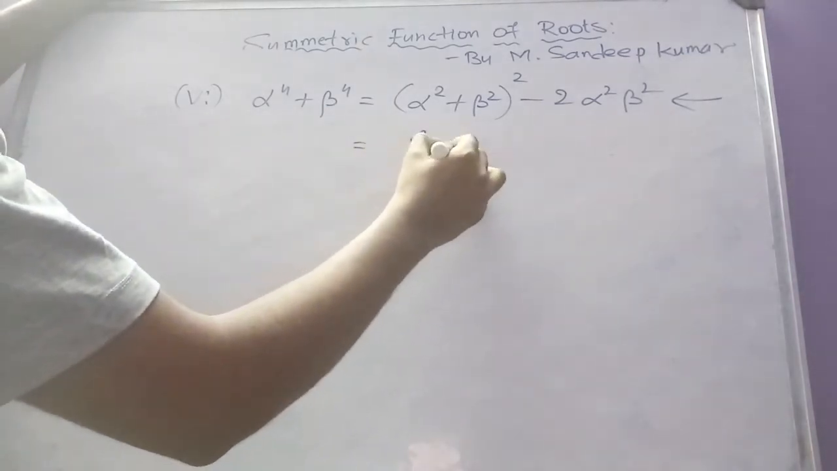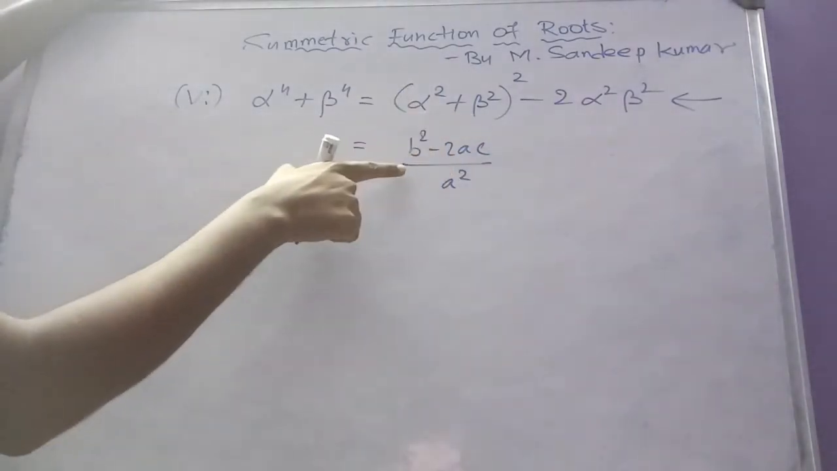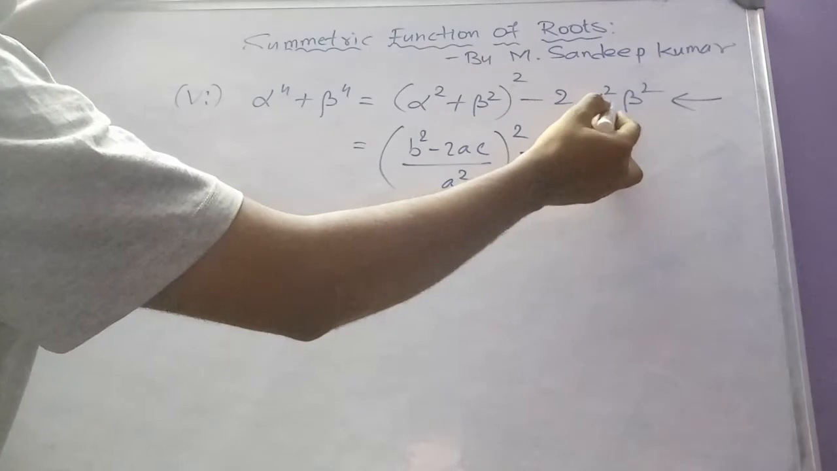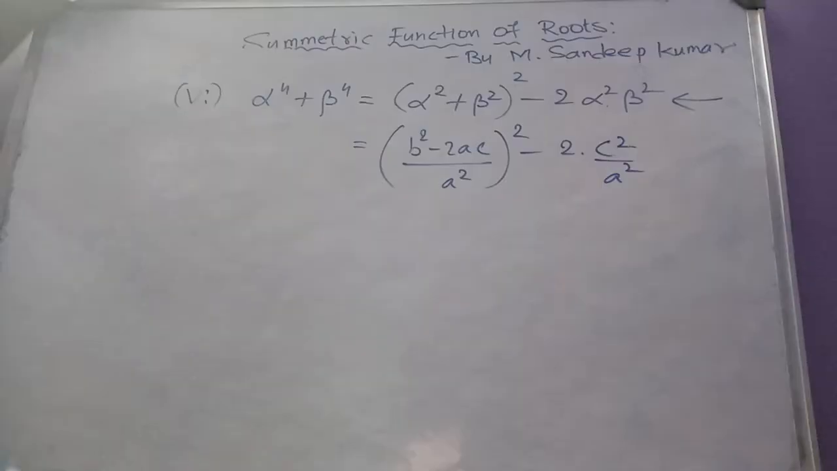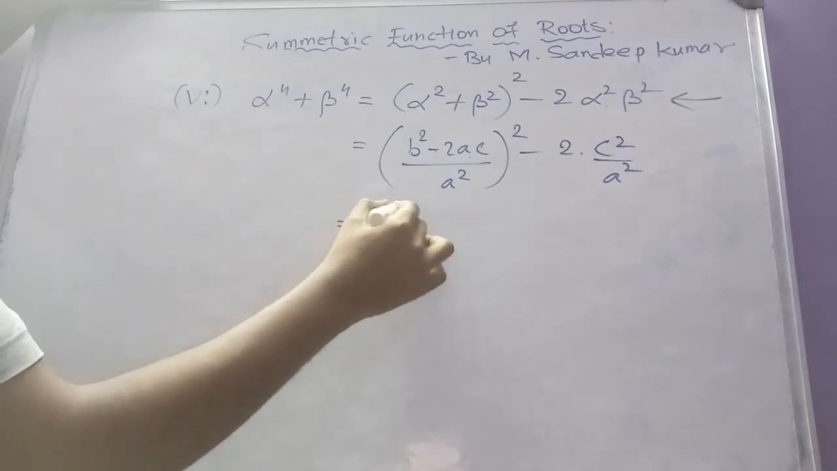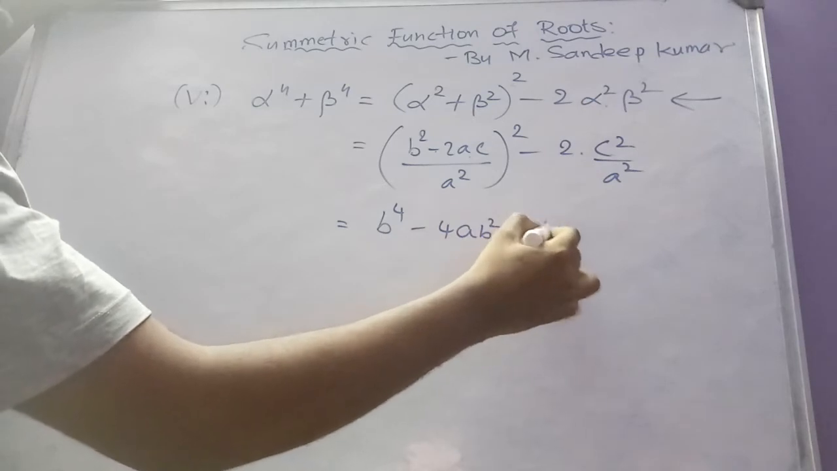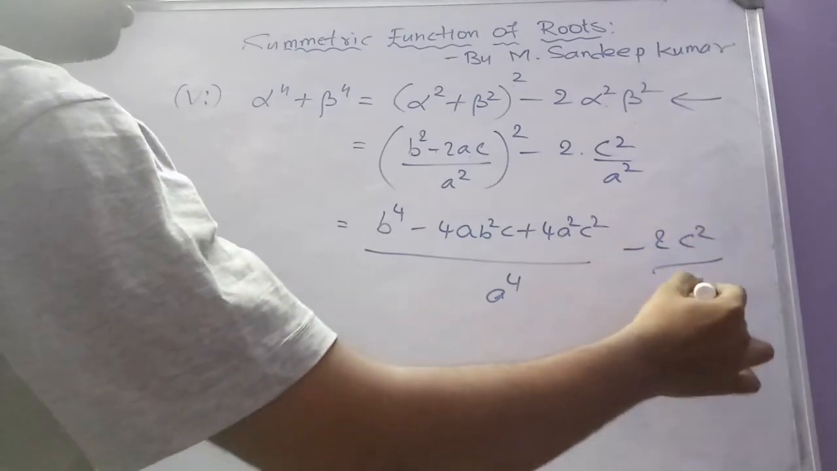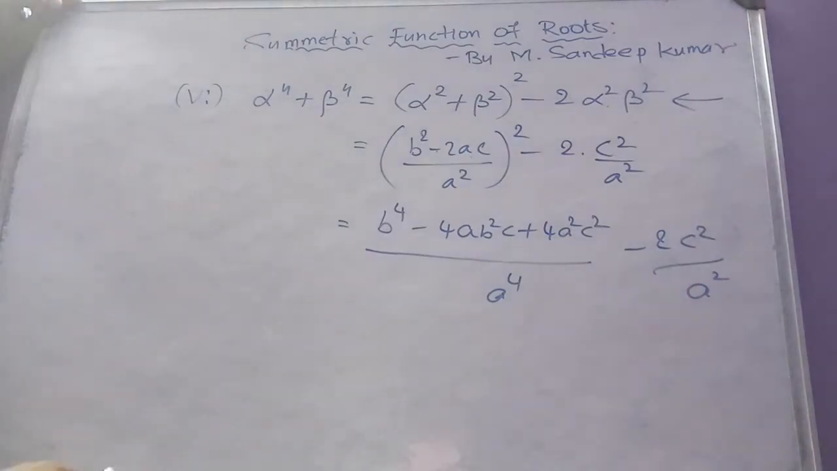We'll get (b square minus 2ac) by a square. The alpha square plus beta square is (b square minus 2ac) by a square, along with whole square, minus 2 into alpha square beta square, that means (alpha beta) whole square. So using (a minus b) whole square expansion, a square minus 2ab plus b square, I have got this expansion. You can do it.